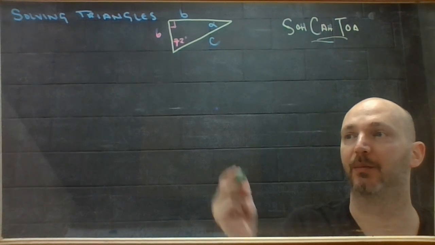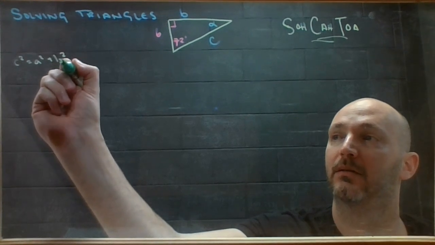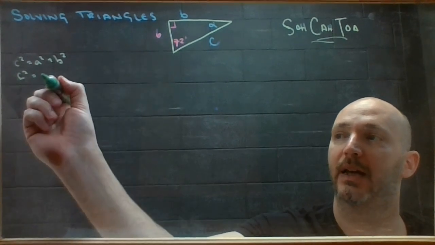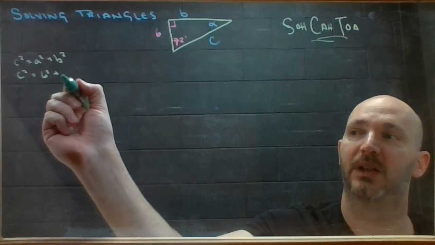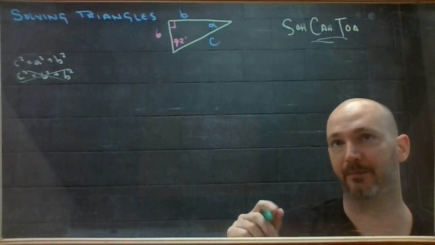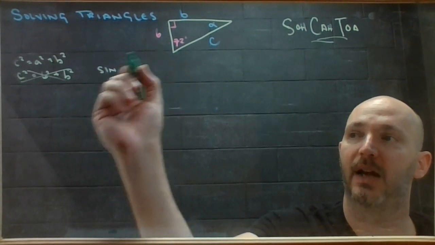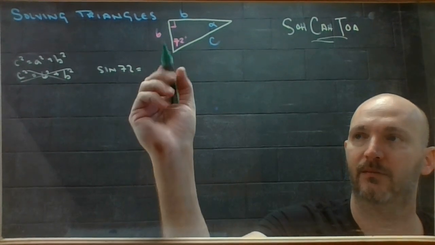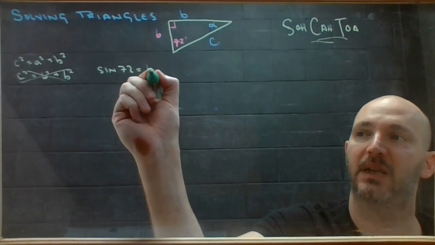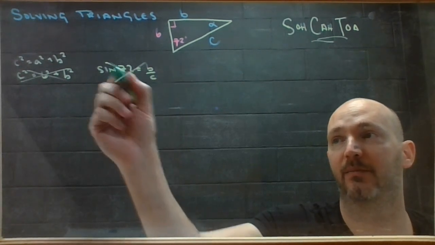All right, so tool number 1, Pythagorean theorem. I don't know C. I know A. I don't know B. So 2 letters in there, I'm not going to be able to use that. So start with the sine ratio. Sine of the angle I know would be the opposite over the hypotenuse. That would be B over C. That's, again, 2 letters I don't know, so I can't use that one.